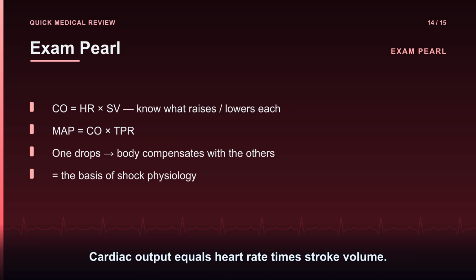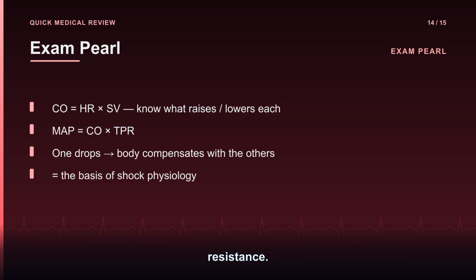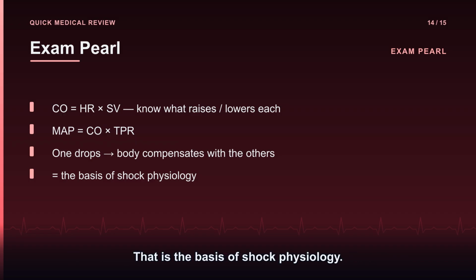Cardiac output equals heart rate times stroke volume. Know what increases and decreases each component. And remember, mean arterial pressure equals cardiac output times total peripheral resistance. If one drops, the body compensates by increasing the others. That is the basis of shock physiology.